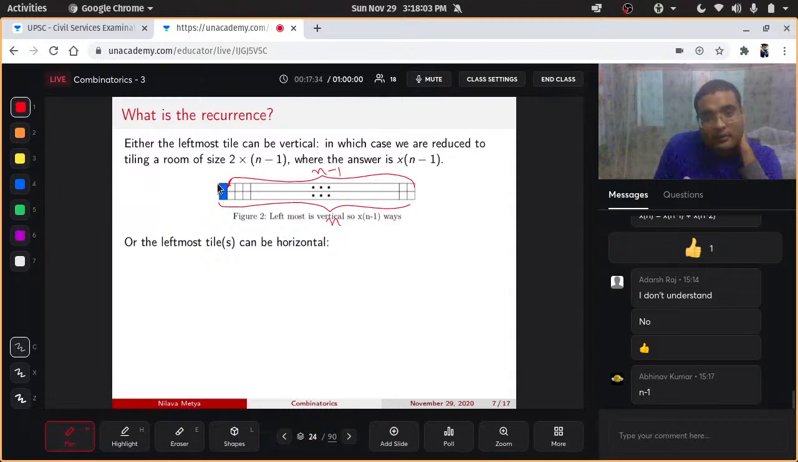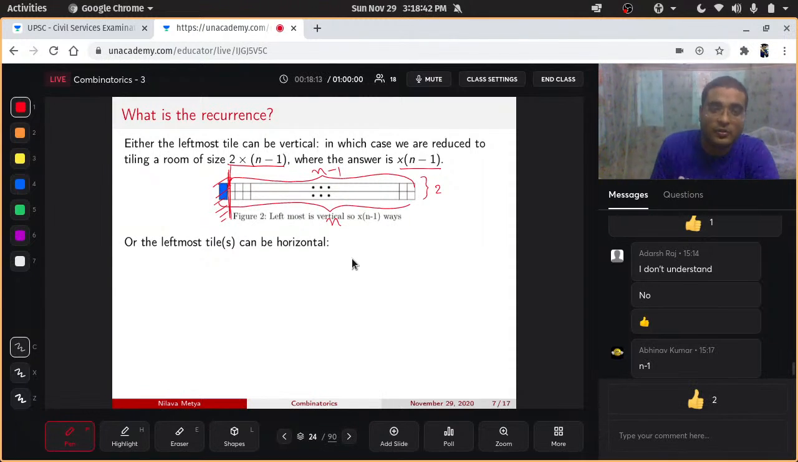So if I have covered this part, I don't have to bother about the part on the left. I have to just tile the room on the right side of this line. What is that? That is just 2 by n minus 1, right? This is 2 and this is n minus 1, this length. So how many ways are there? There is just x n minus 1 ways. Is that clear? That is why there are x n minus 1 ways in case my leftmost tile is vertical.